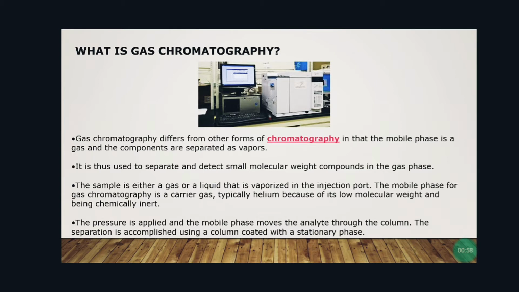The mobile phase for gas chromatography is a carrier gas, typically helium, because of its low molecular weight and being chemically inert. The pressure is applied and the mobile phase moves the analyte through the column. The separation is accomplished using a column coated with the stationary phase. So there are two types of gas chromatography. First one is gas-solid chromatography, in which the stationary phase is solid. The other one is gas-liquid chromatography, in which the stationary phase is an immobilized liquid.